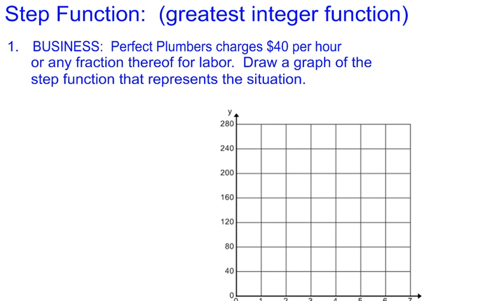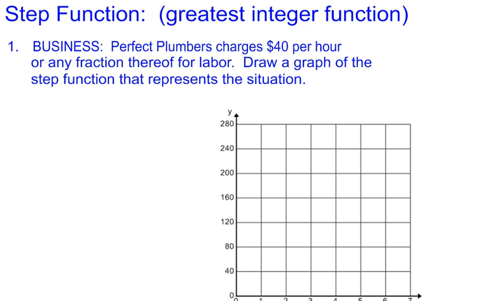What this means is if a plumber comes to my house for 15 minutes, they're going to charge me $40. If they come for an hour and a half, they're going to charge me $80. So they don't charge and multiply $40 times however many hours with a fraction that they've been there. They round to the nearest hour.